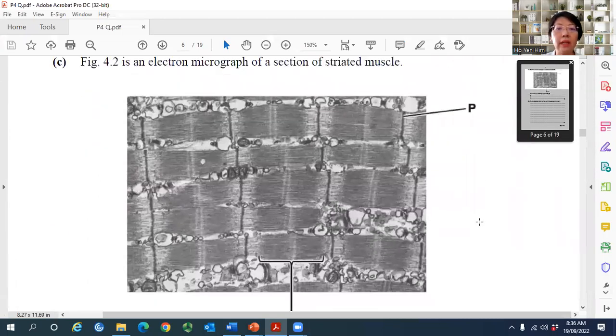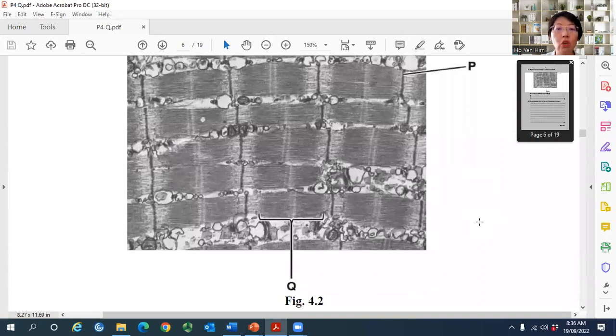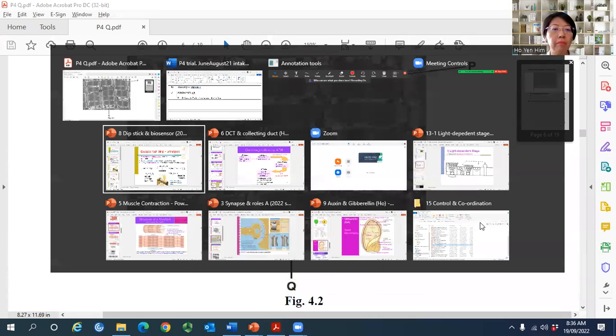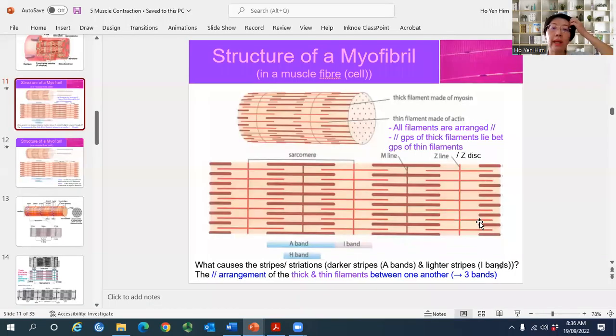As long as you have studied, then you will know how to label Q as well as P. So let's recap the Q and P using the PowerPoint slides, right? Okay, so in a sarcomere, sarc means flesh, mere means part. So a small part in our flesh means our muscle. This is a unit of muscle contraction. Okay, one whole unit must work together.